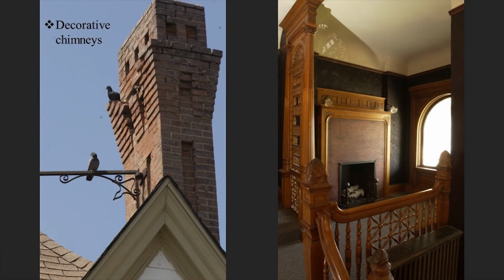You can see here on the right, this is a small fireplace that's just on a small balcony just a couple stairs up from the main entrance. And another characteristic of Victorian-style houses are decorative chimneys. You can see the corbelled brickwork, the stepped-out brickwork that is on this chimney, and it's made a great home for a couple of pigeons.